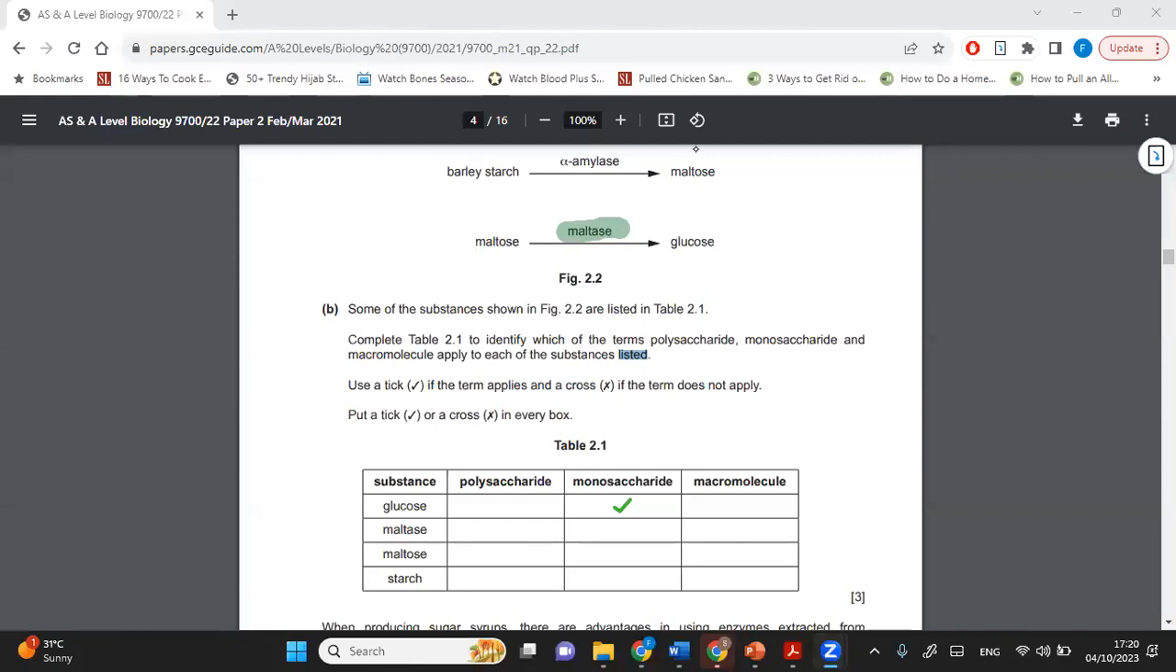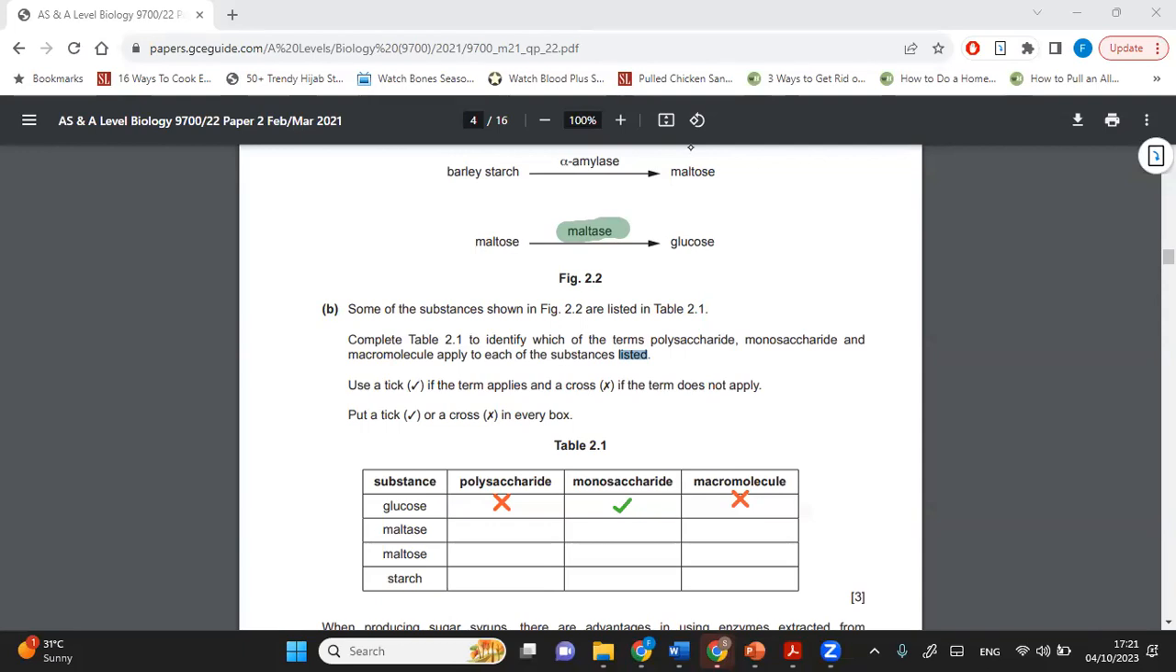So, maltase, as you would know, is what? Maltase is an enzyme, right? Since maltase is an enzyme, most definitely it's not a monosaccharide and it's not a polysaccharide, right? We can instantly rule these out. And we have studied that enzymes are what? Enzymes are all protein, right?